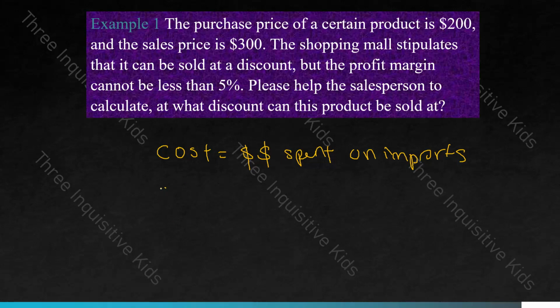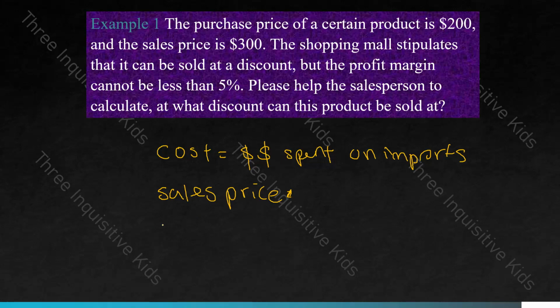What is sales price? Well, the listed price would be before the discount, what was the price? But the sales price would be after the discount, what is the price it is actually sold at?